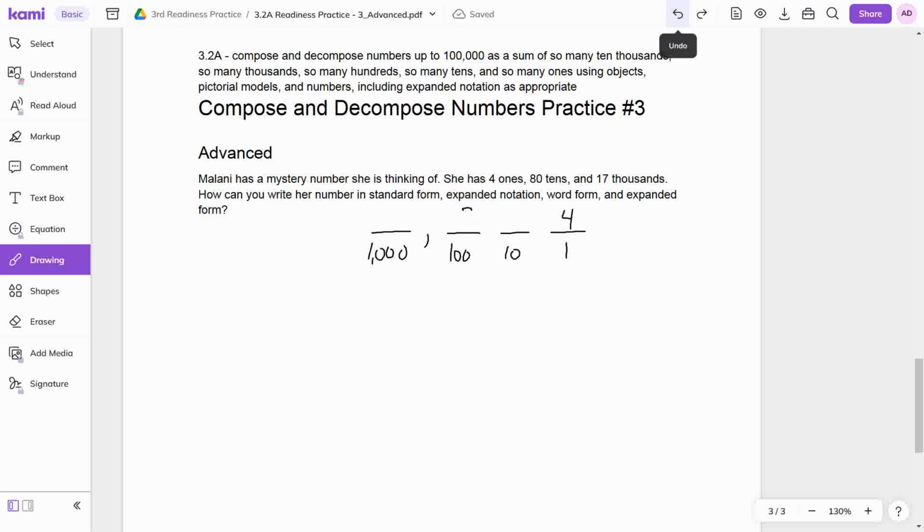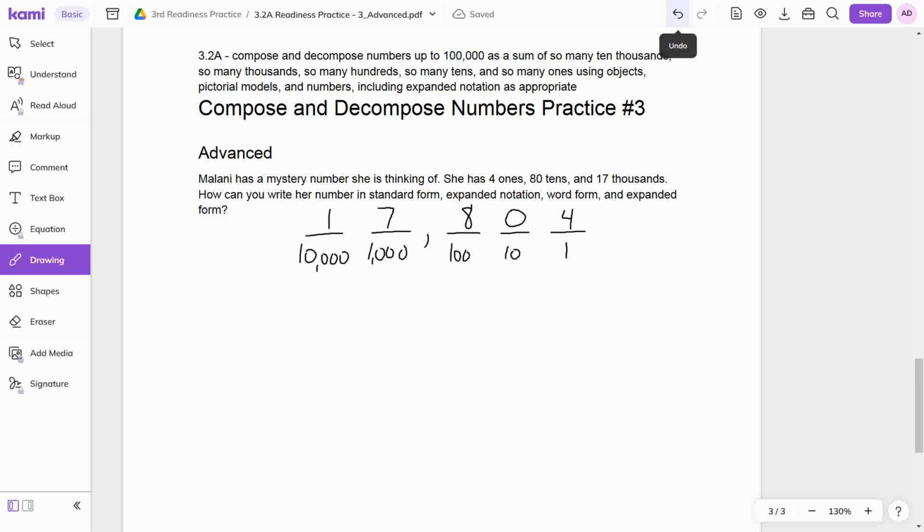80 tens would look like this. You take your 80 and then the last digit needs to be in the place value that's named. All right, so 80 tens is the same as 800. So right now, 4 ones and 80 tens is 804. And then I've got 17 thousands. Well, I can't do that, so it needs to spill over. So it looks like I need to add another place value. So this problem really combined your tens and your hundreds, and then your 10,000s and your thousands.